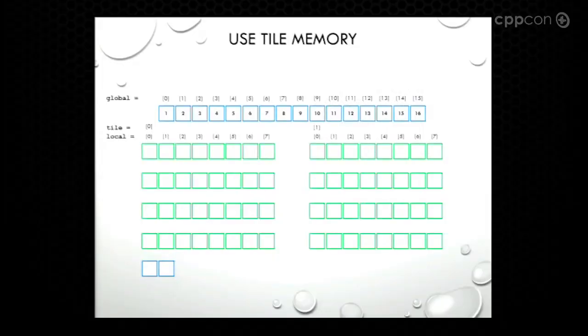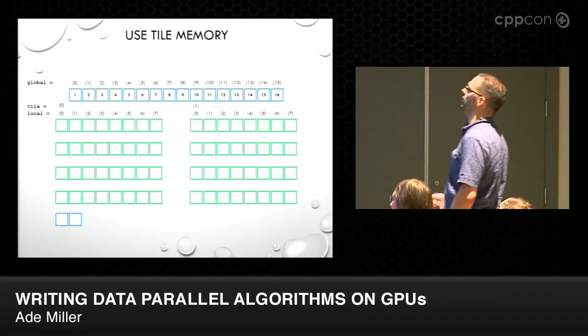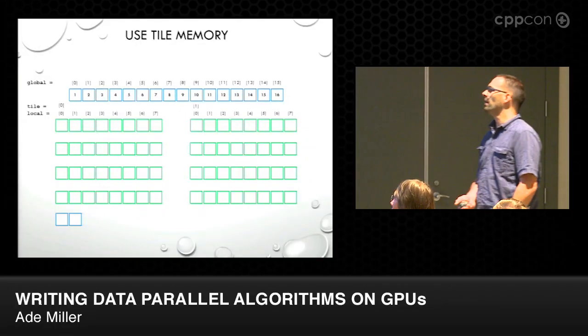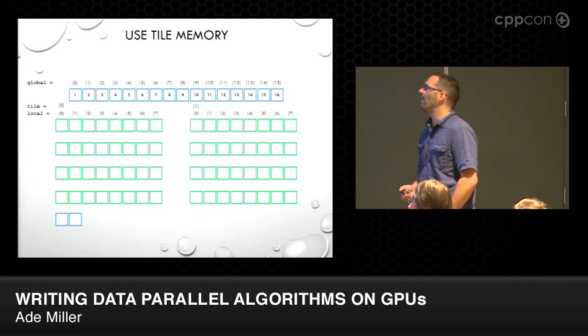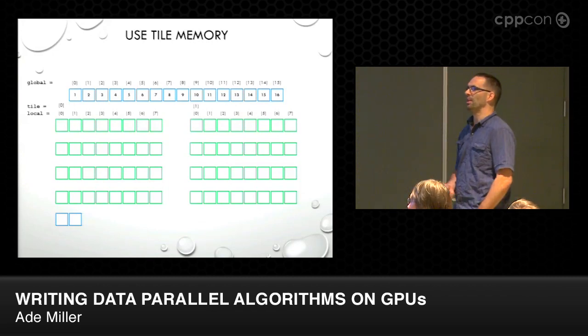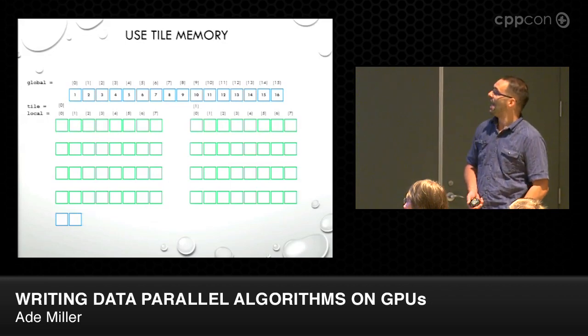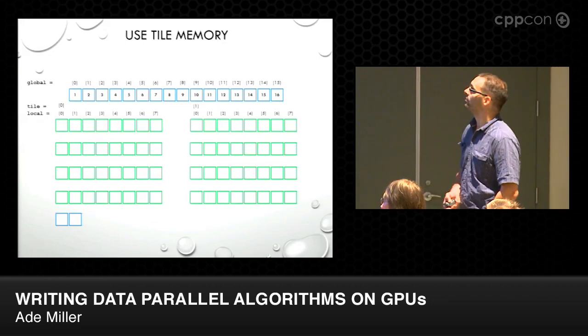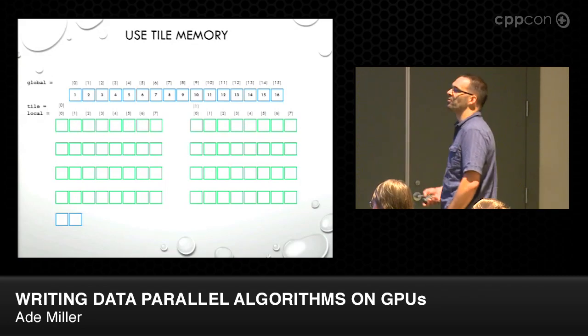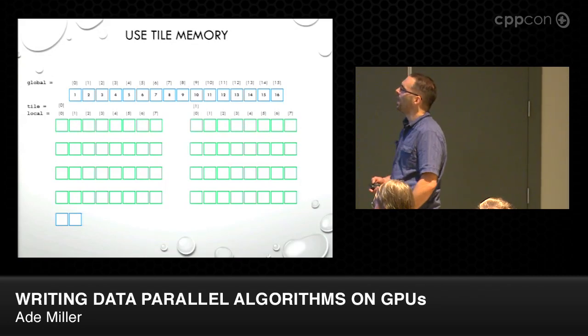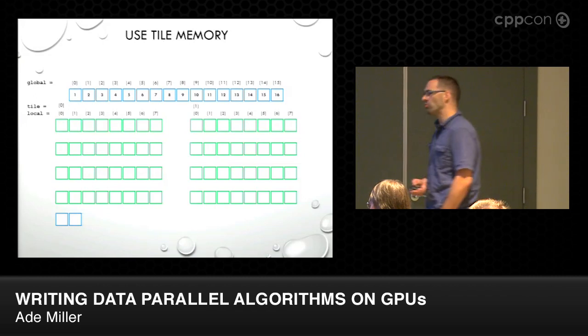So how do I use tile memory? Okay, so same sort of diagram, and I have a couple of other things going on. Green is tile memory. Green is good. Blue is my regular global memory. When I use tile memory, I now have 3 different indices to keep track of for each element. I have my global index, which is just what we had before. I have my tile index. Here I have 2 tiles, 0 and 1. And I have a local index within each tile.